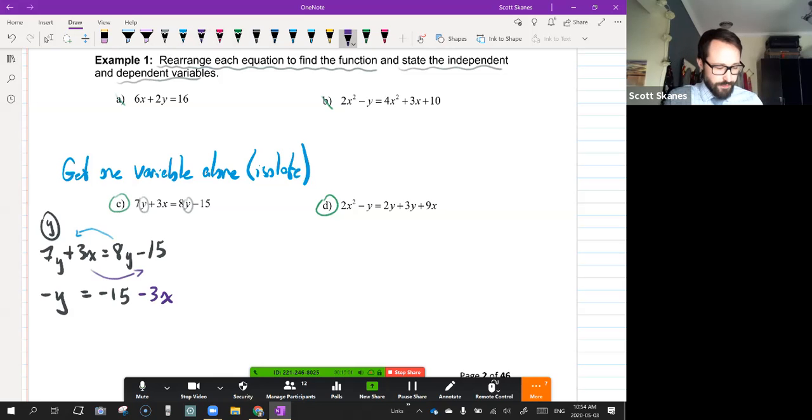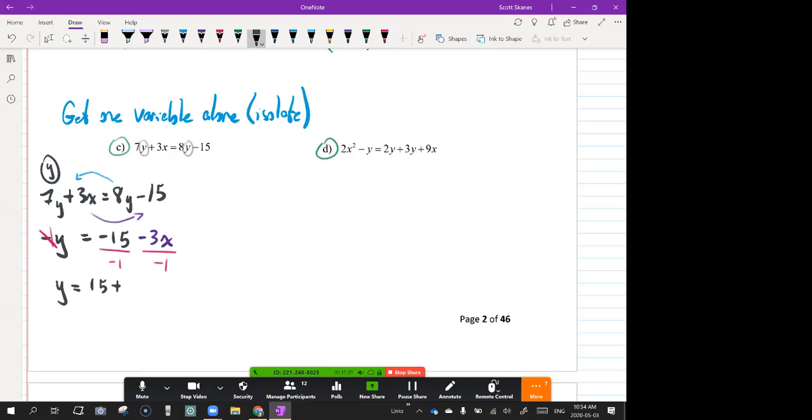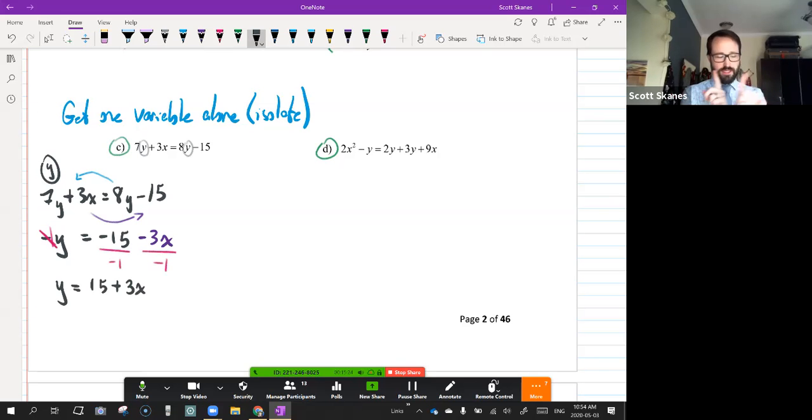Now, we don't want negatives. That's actually technically a negative 1 next to this y. We want to get rid of that. And how do we get rid of it? We divide everything by negative 1. You can also think of it as changing all the signs. So what do we get? y equals 15 plus 3x. The only thing I'm going to say is normally we like to put the x's first. It's just standard. So I'm going to go ahead and do that.